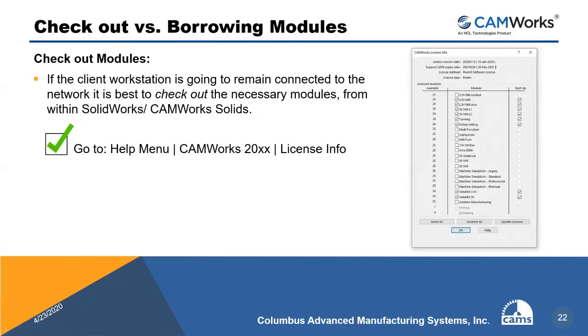So it'll check it out just like you would check a book out of the library and obtain that license from the hosting computer, the server license. One big note here is CAMWorks icons will remain grayed out or deactivated until a license is checked out or borrowed. A lot of people will ask, why are my icons grayed out after I set up the license? It's because you have to come in and hit check out the license or borrow the license.